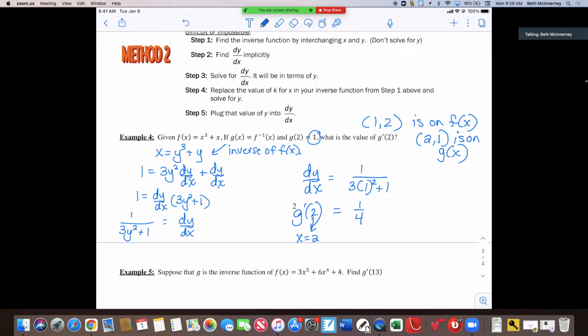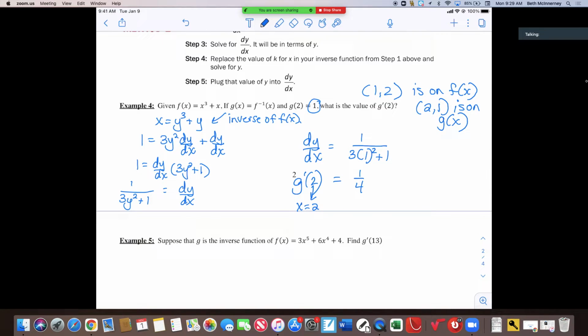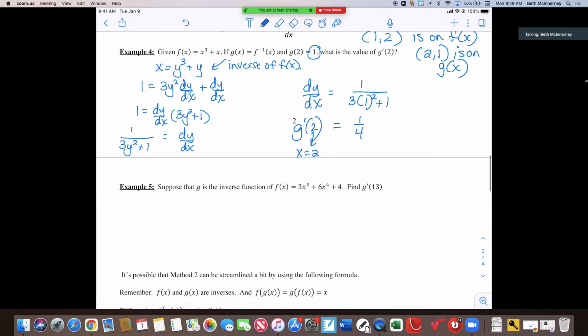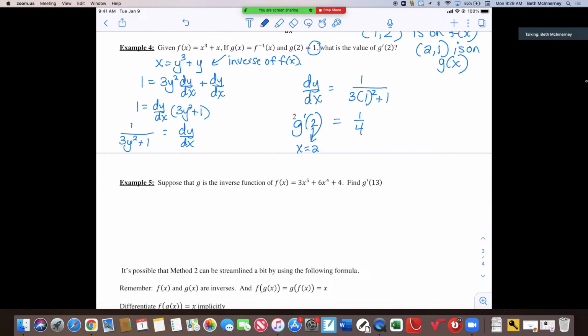All right, let's do another one. Let me give you a little bit of a head start on this. Switch x and y. Find the derivative of y using implicit differentiation. Then you might get stuck because they didn't tell us the y value for x was 13. And I'll show you how we do that.